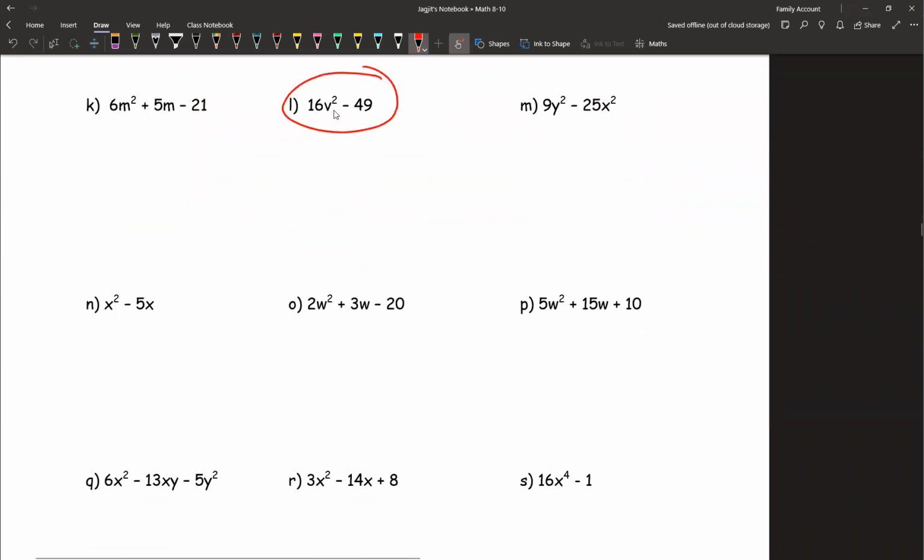When you see this, I realize 16 can be written as 4 squared, so that's (4b) whole squared. 49 is 7 squared, so that's a squared minus b squared, which is a plus b times a minus b.